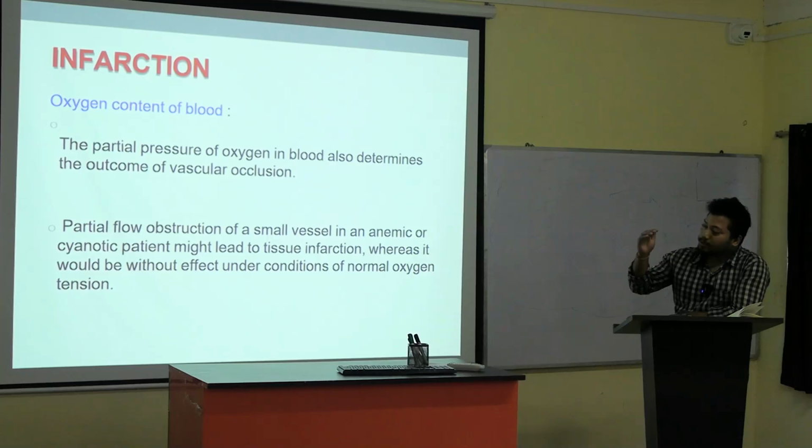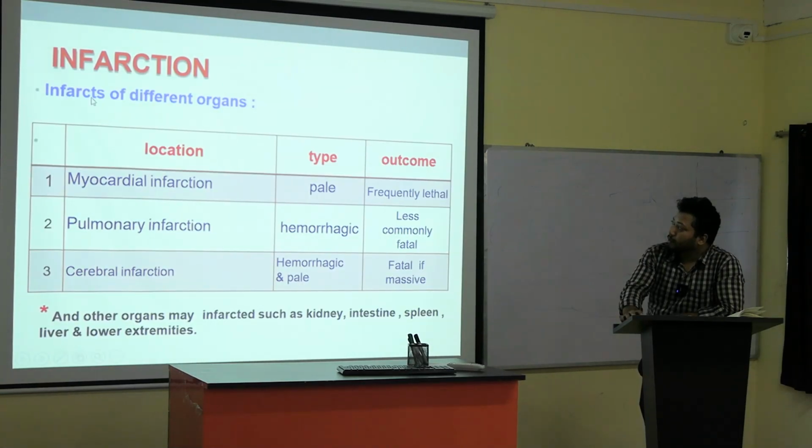If the partial pressure of oxygen decreases, then tissue will start getting infarcted. Ischemia will happen, with infarcts of different organs. In myocardial infarction, since there is less blood supply, the area will become pale, as in end organ arteries. The heart is an end organ artery, so it will become pale. The outcome is frequently lethal. People may die.